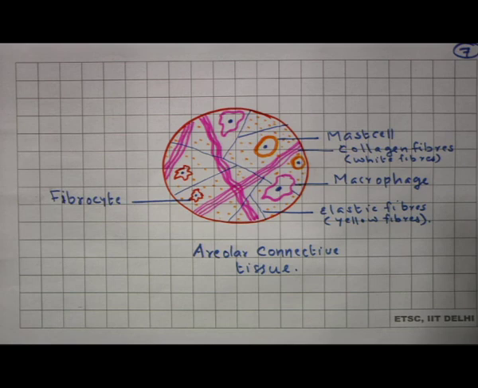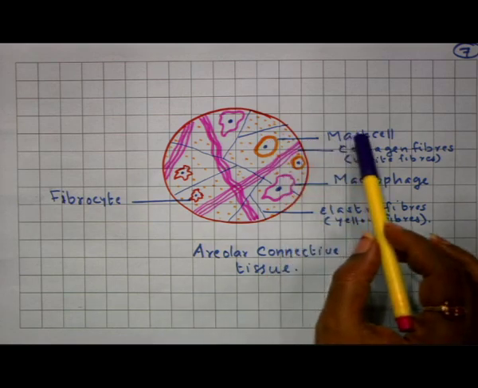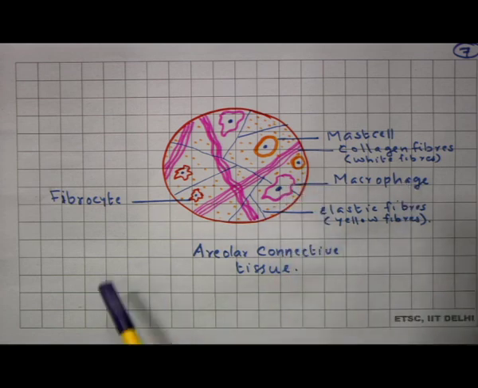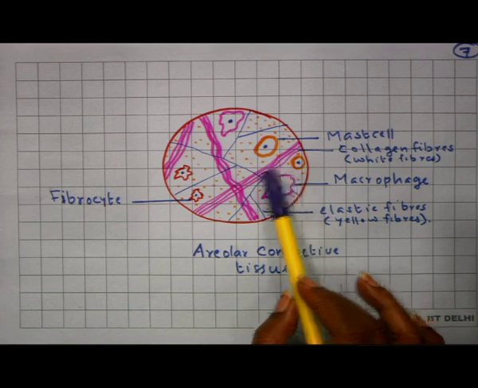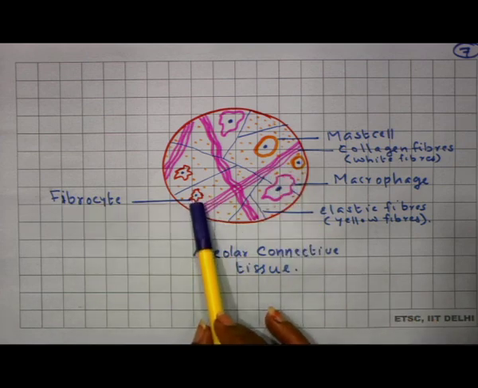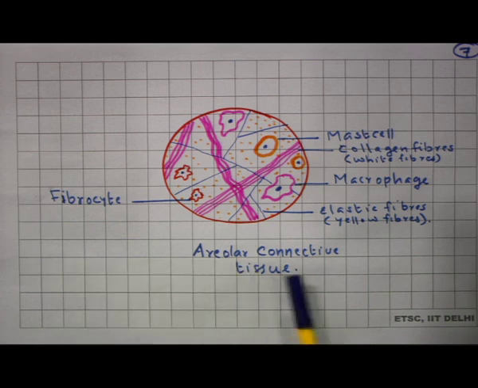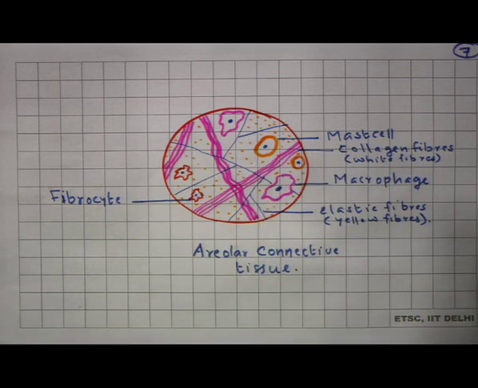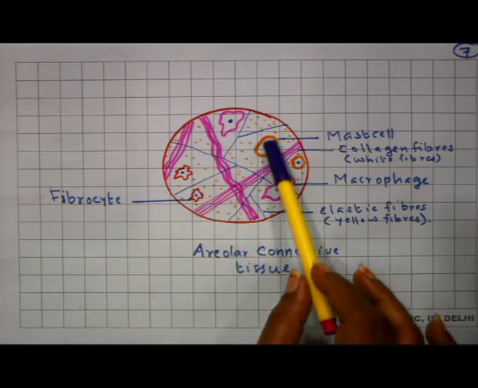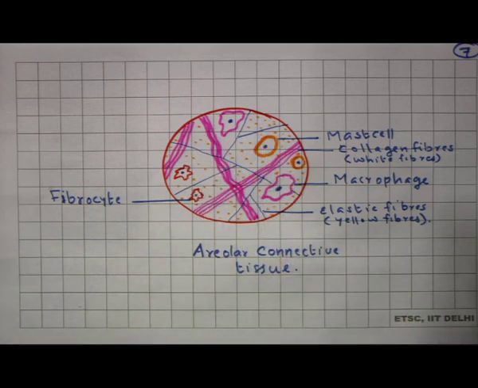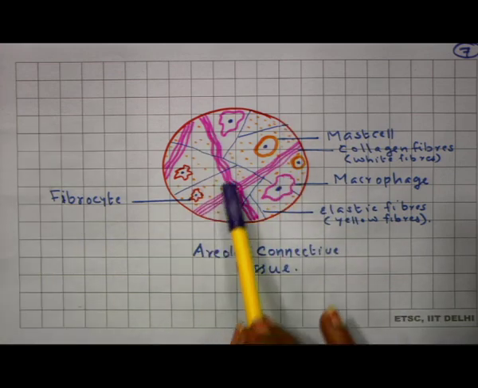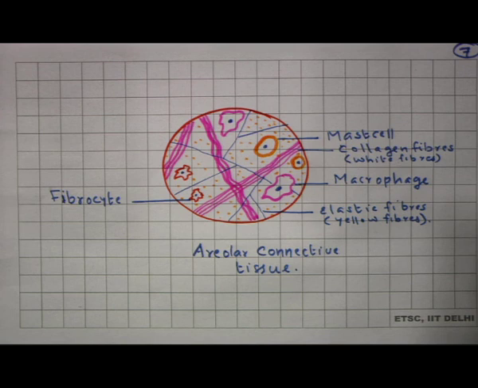Here you can see the diagram again, to visualize clearly. Areolar connective tissue with mast cells. These are the macrophages. Then here you can see the fibrocyte, and there are different types of fibers such as collagen fibers and elastin fibers. These dots indicate the semi-fluid matrix. So, here you can see the cells are arranged loosely, hence it is a loose connective tissue.